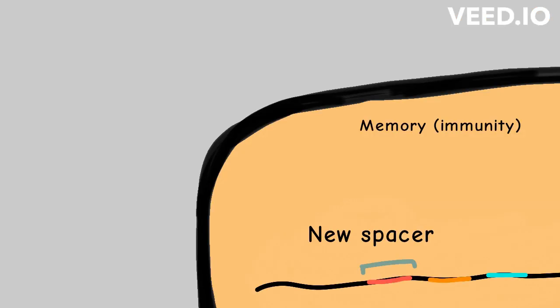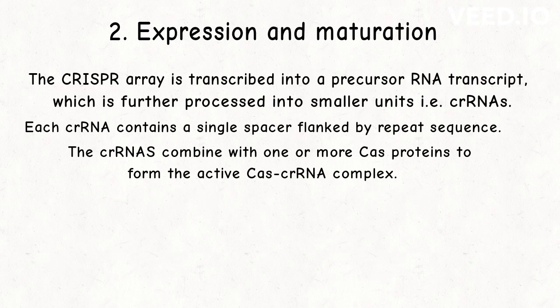The resulting product is an expanded CRISPR array that retains a genetic record or memory of the previous infection. This memory enables the host to recognize and prevent future invasions by the same pathogen. Second, expression and maturation.